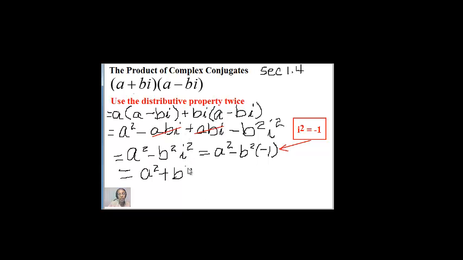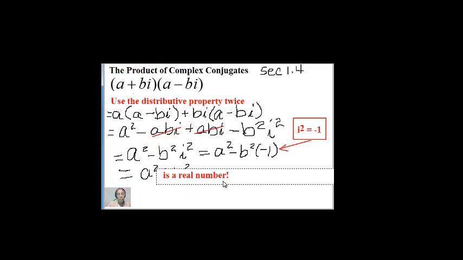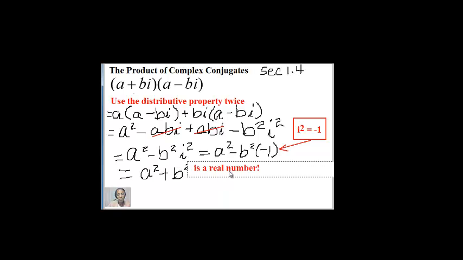And the thing we want to remember here is that A squared plus B squared is a real number. And that's the point that was discussed in the PowerPoint overview of section 1.4. Hope this helps expound on and clarify that.